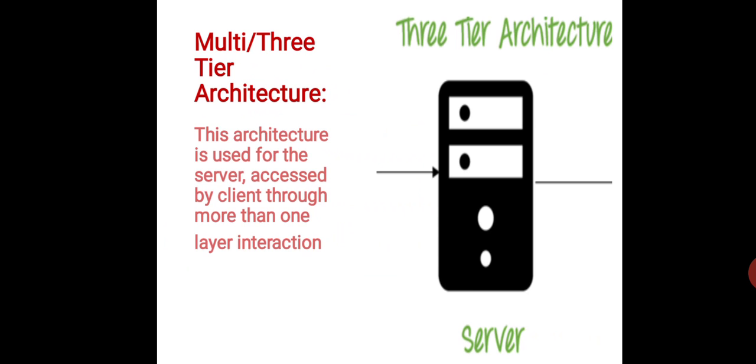In the two tier we have only one layer interaction, and here we have more than two layer interactions, so the server can serve more clients. So these are the three types of client server architecture.